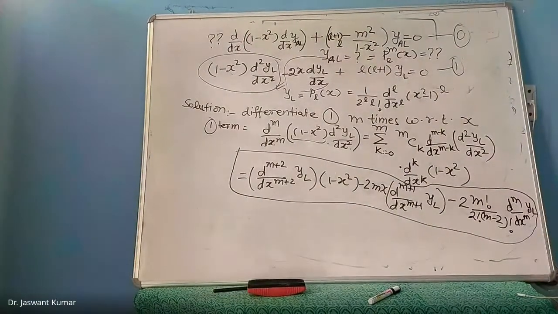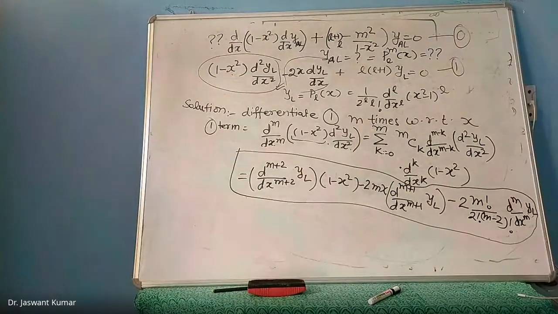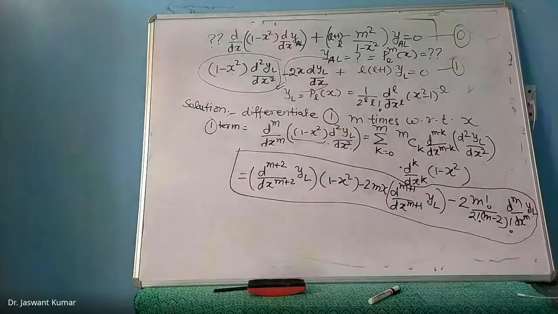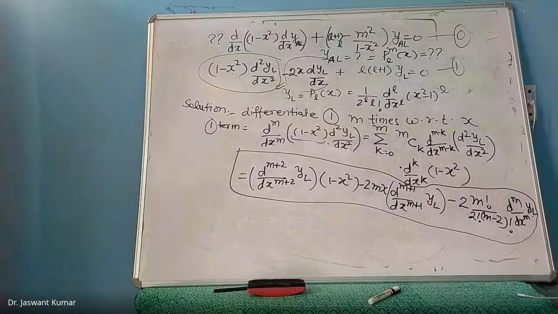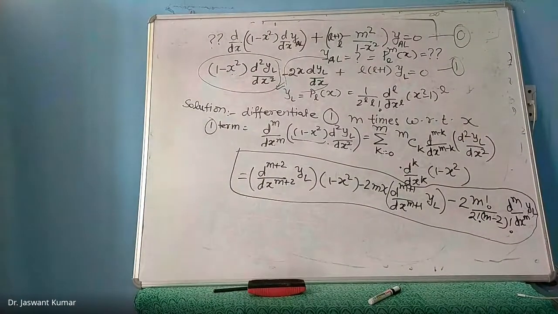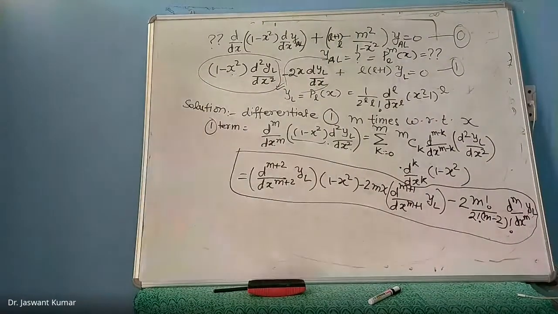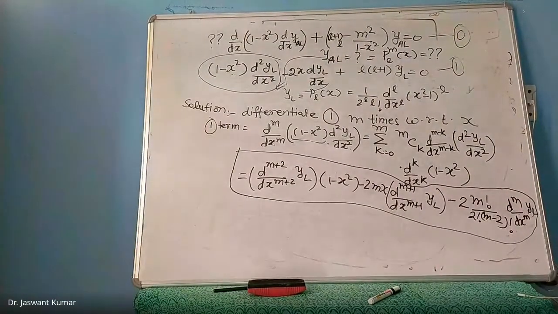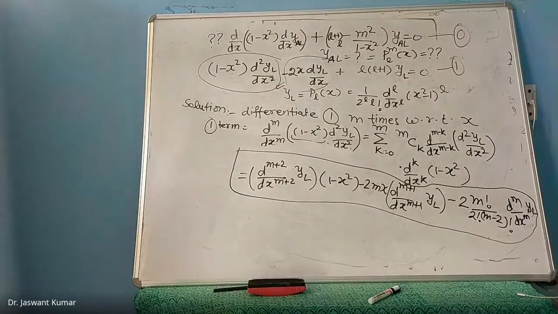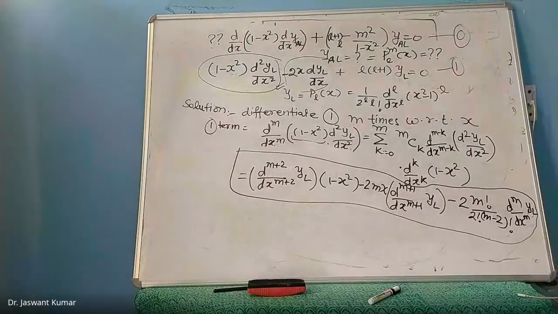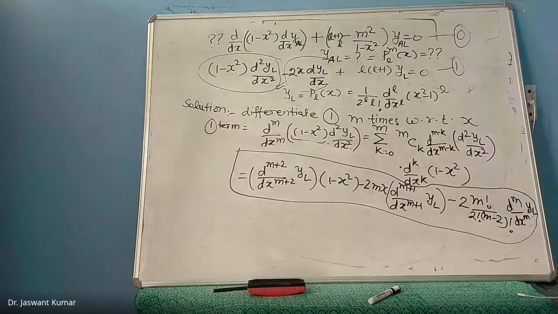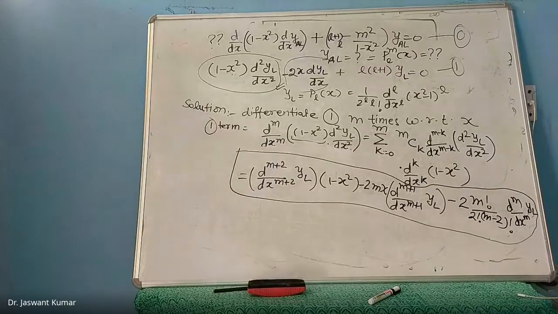Okay, so you please see the last term, the term which you are not able to see. This is minus 2m factorial by 2 factorial into m minus 2 factorial into dm by dxm of yl. Okay, we know that this minus 2 has come from the second derivative of 1 minus x square. This m factorial by 2 factorial into m minus 2 factorial has come because of the mc2 term, and then the dm by dxm has come from the dm minus k by dxm minus k of d2 by dx2. Happy everyone?